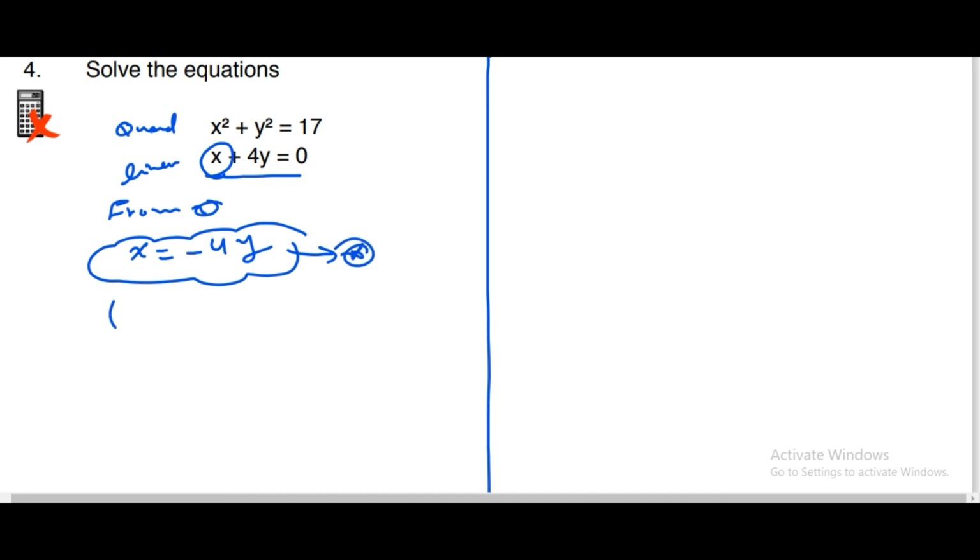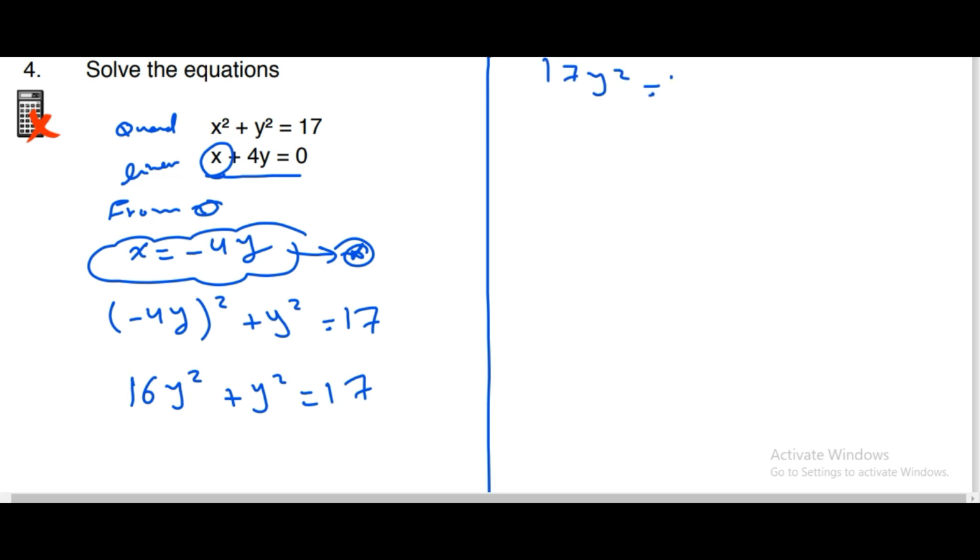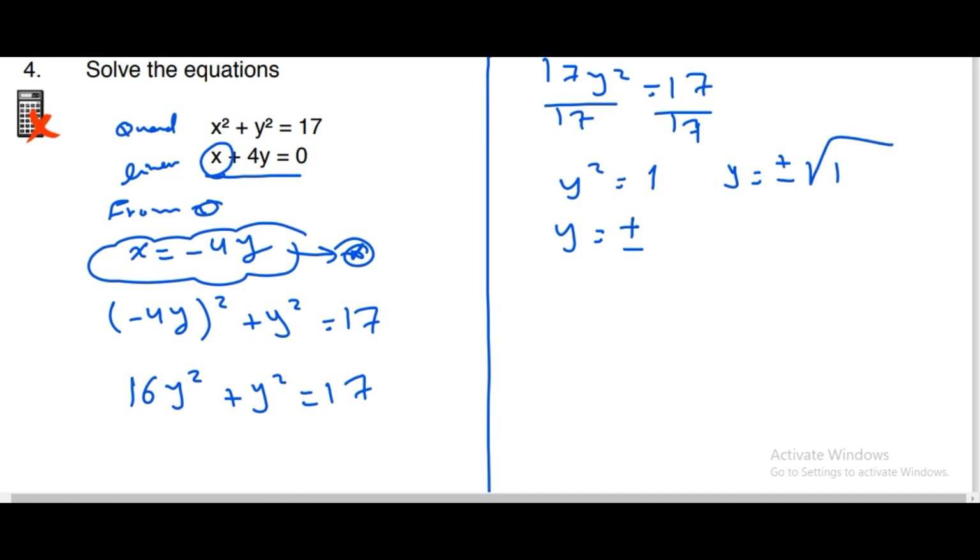In the other equation it will be (negative 4y)^2 plus y^2 equals 17. By simplifying, 16y^2 plus y^2 equals 17, so 17y^2 equals 17. Divide by 17: y^2 equals 1. So for y, don't forget positive and negative with the square root of 1. The square root of 1 equals 1, so we have y1 equals 1 and y2 equals negative 1.